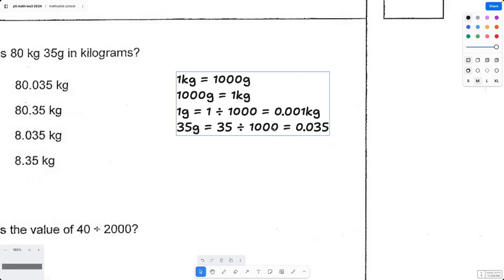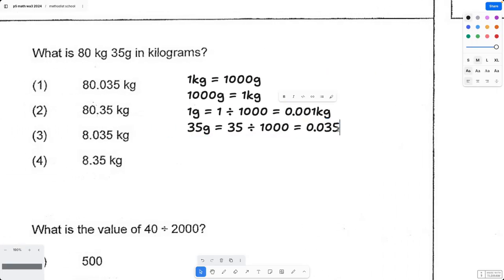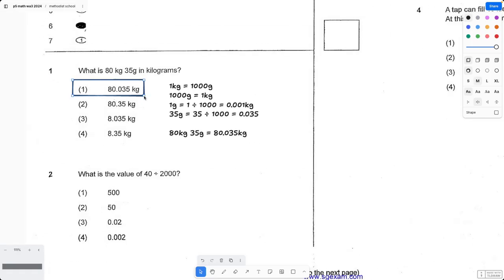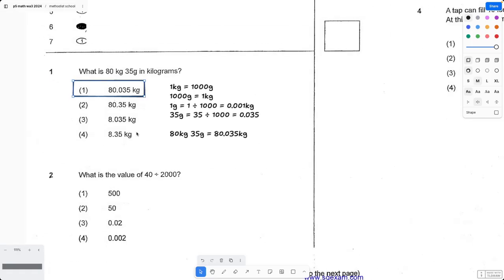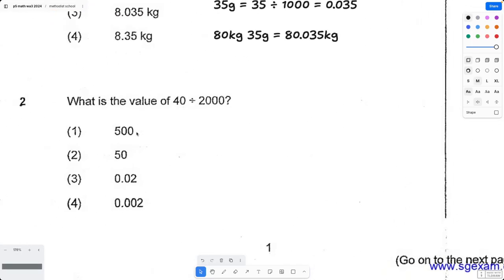So in this case, 80 kilograms and 35 grams is equal to 80.035 kilograms. The answer is number 1, 80.035 kilograms. Okay, let's move on to the next question.